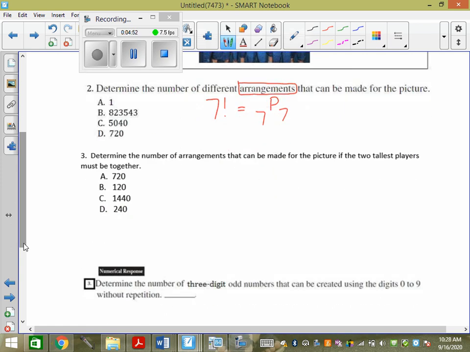Number 3. Determine the number of arrangements for the picture if the 2 tallest players must be together.